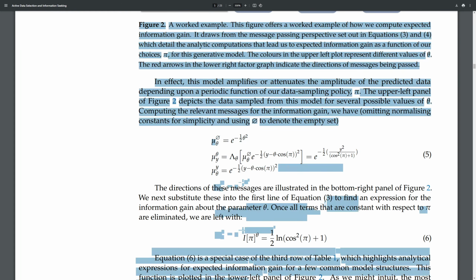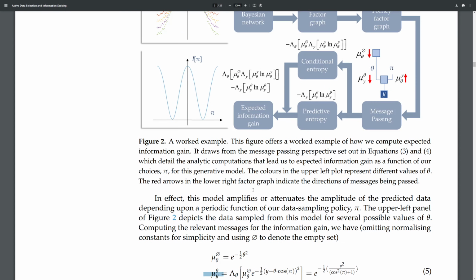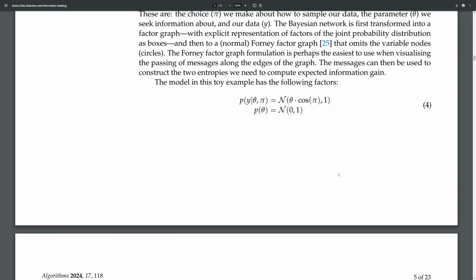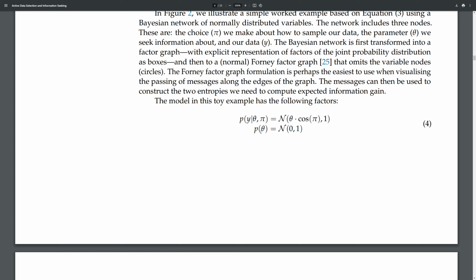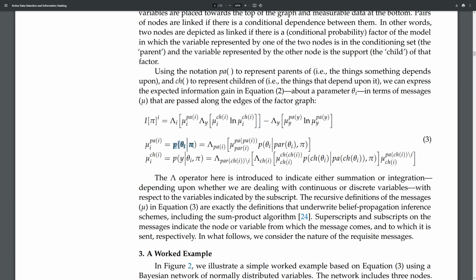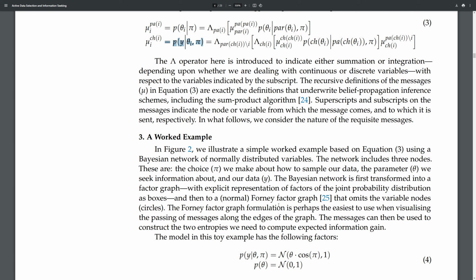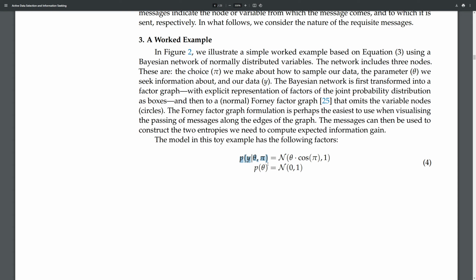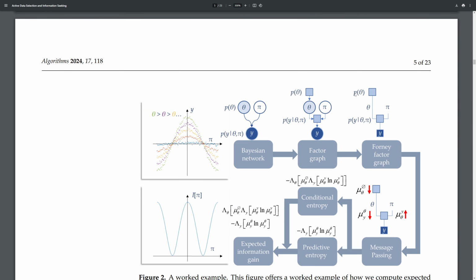These are just the specific messages that we see talking about the parent and the child, but remapped into this idea right here. Because you can see these distributions right here are exactly what we saw right here. The probability of y given our theta and pi, the probability of y, these are going to be the messages that we send to the parents and the child. And you can see those right over here.